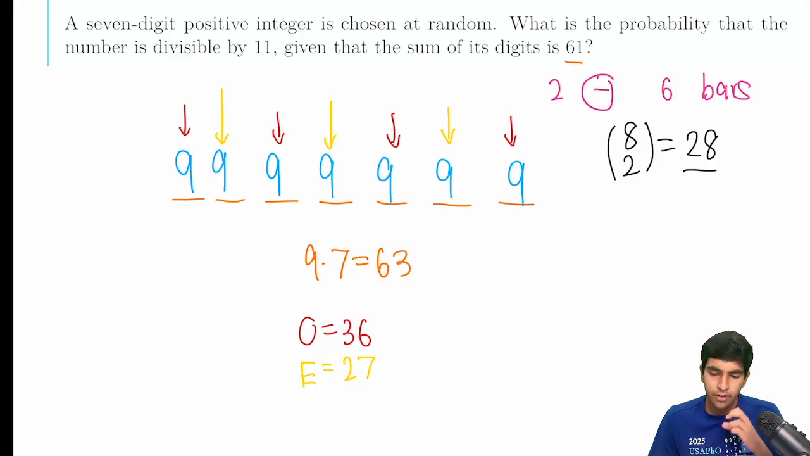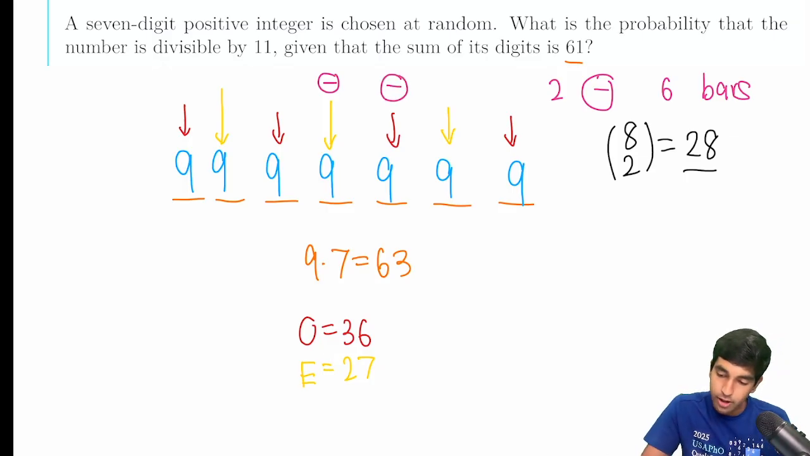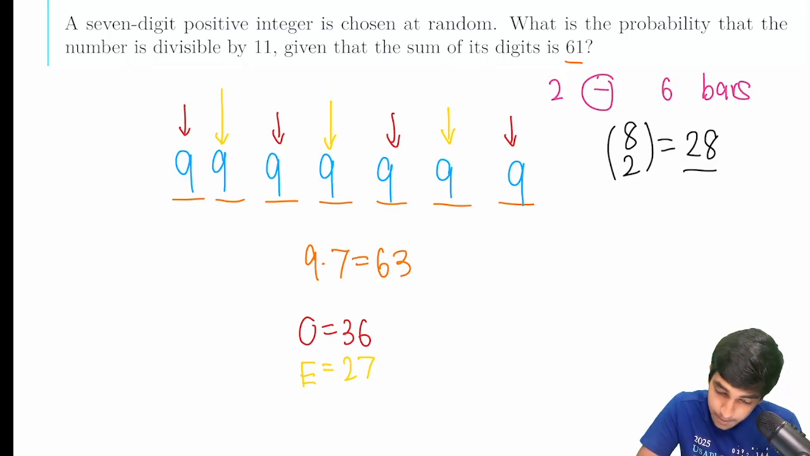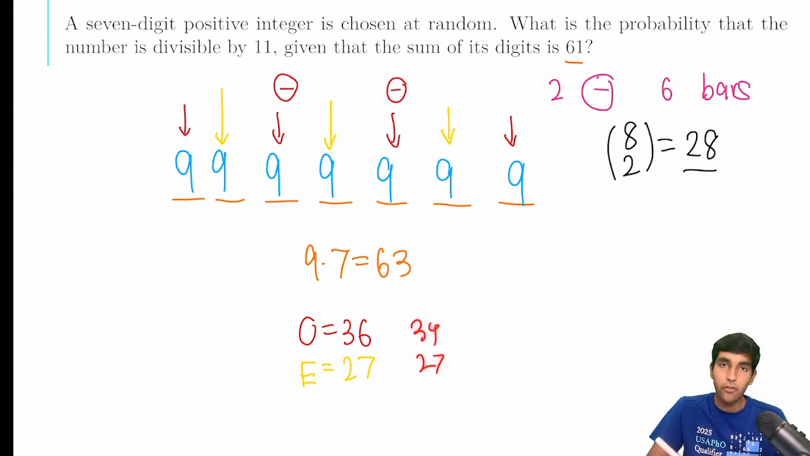So here's the key trick. Imagine we are again assigning our subtractions, right? Imagine we assign one subtraction to an odd and one subtraction to an even. Well, then both of these numbers will go down by 1. The difference is still 9. That won't work. Imagine we assign both subtractions to an odd. Well, now this will be 34, and 27 is still not a multiple of 11 difference.